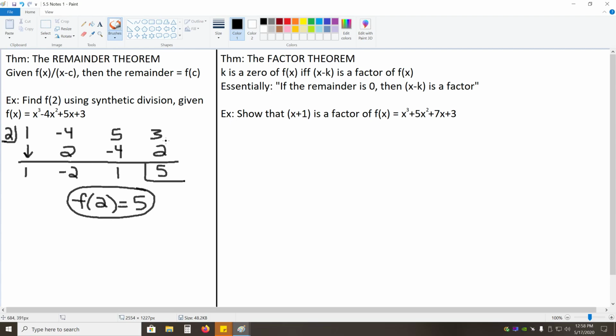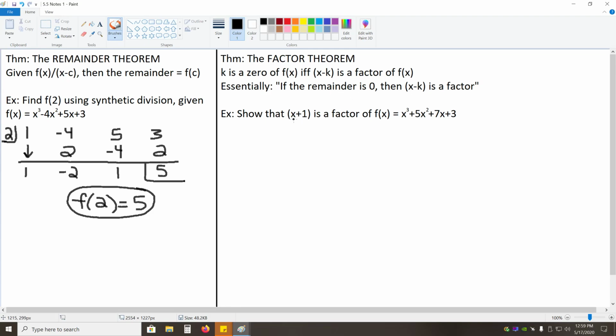Alright, so why is this useful to us? Well, the factor theorem elaborates on that a bit more. It says that k is a 0 of f of x if and only if x minus k is a factor of f of x. So this statement, if and only if, means the left statement implies the right statement, and the right statement implies the left statement. It goes back and forth. So essentially this is saying if the remainder is 0, then x minus k is a factor. And if x minus k is a factor, then the remainder has to be 0. See how it goes both ways there?